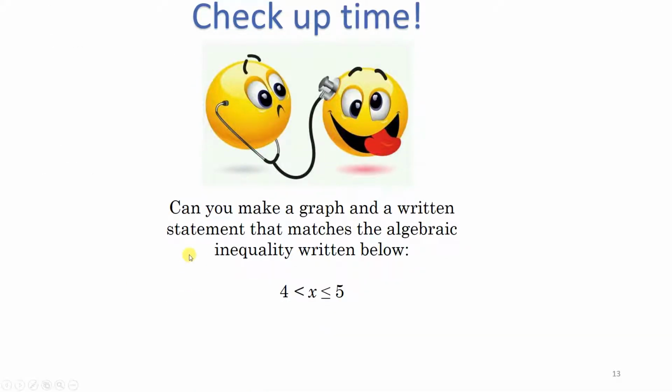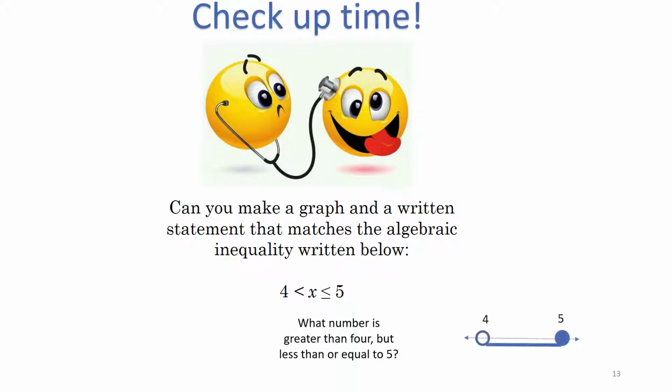Now, last one. Can you make a graph of this? And could you write that in a written statement? Go ahead and try it. Now, the written statement is, what number is greater than 4, but less than or equal to 5? Now, the graph here, this is a strict inequality. x is greater than 4, so 4 is less than x. So on the 4, we have an open circle, and it says x is less than or equal to 5. So 5 gets a solid dot.